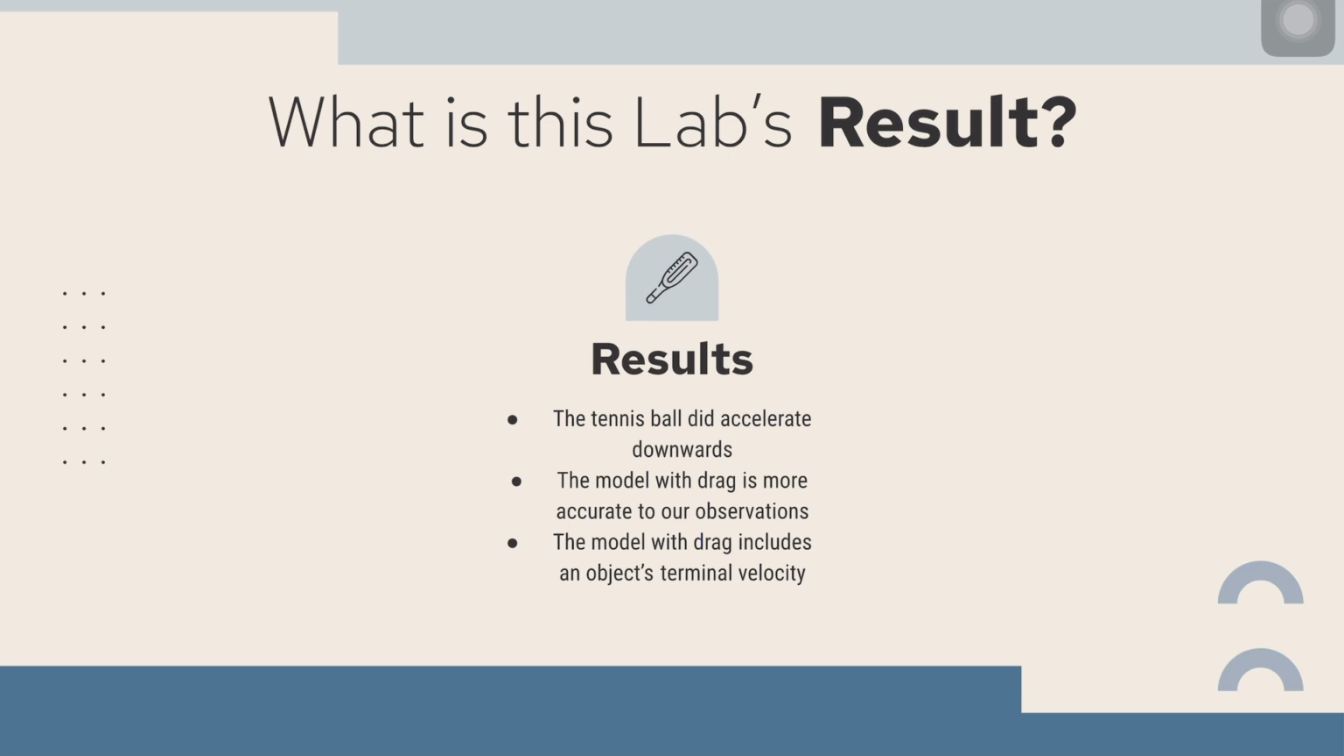The results were the tennis ball did accelerate downwards. The model with drag is more accurate to our observations as it includes air resistance, same as the real world. And then the model with drag also allows us to see and interpret the object's terminal velocity.